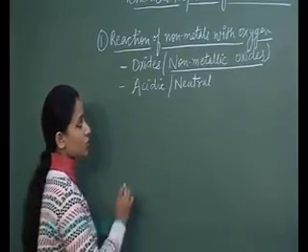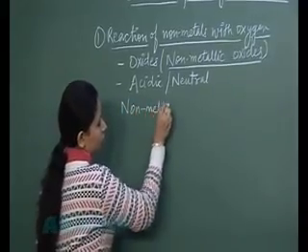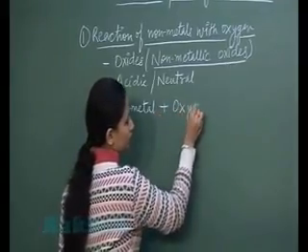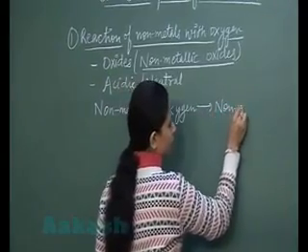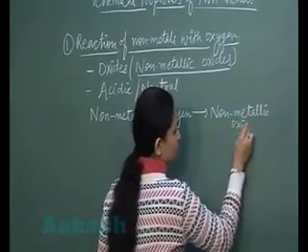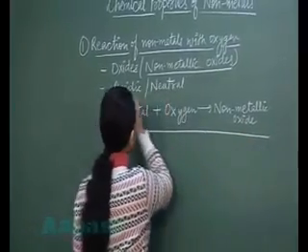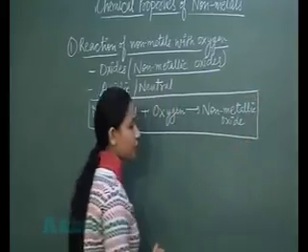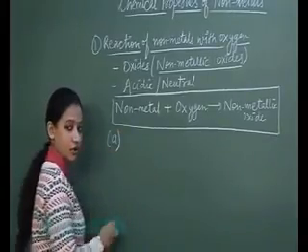What is the general reaction for nonmetal and oxygen? When nonmetal reacts with oxygen, we get a nonmetallic oxide. So this becomes the general equation. Nonmetal reacts with oxygen to give nonmetallic oxide, and the nature of the nonmetallic oxide can be acidic or neutral. First of all, let us study the acidic oxides.